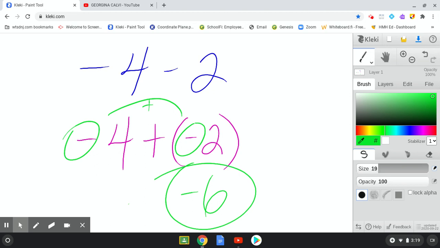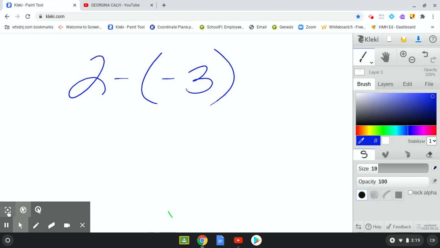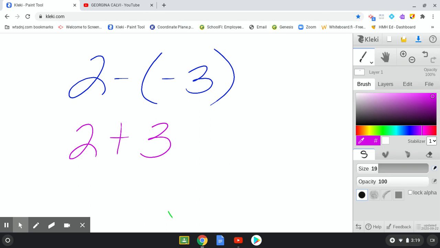All right, let's try another one. All right, so it's a subtraction problem. So we need to do keep, change, change. So we are going to keep the positive 2, change the subtraction sign to an addition sign, change the negative 3 to a positive 3. So now we're just going to solve 2 plus 3 is equal to 5 as my final answer. All right, so all you're doing is keep, change, change, then it becomes an addition problem, and then you are going to be solving just the way we solved addition problems.